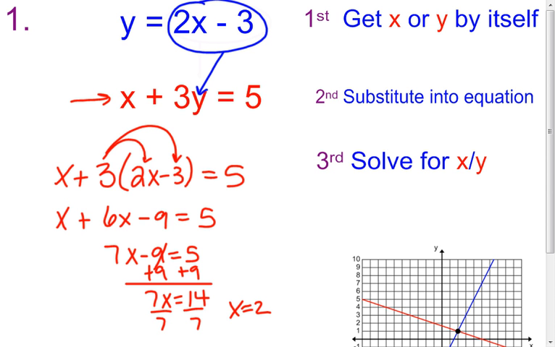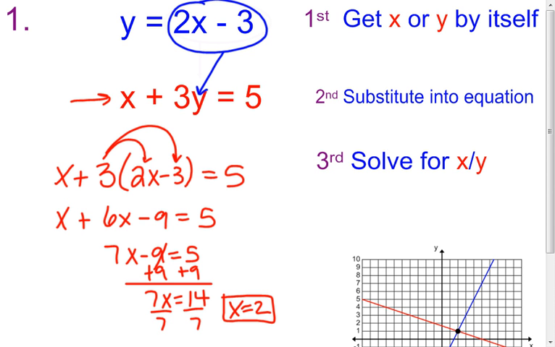Okay, now, you are not done. You have two different variables you're working with here. You see x's and you see y's in both of these equations. So you are only partially done. I now know my value for x, but I need to know my value for y.